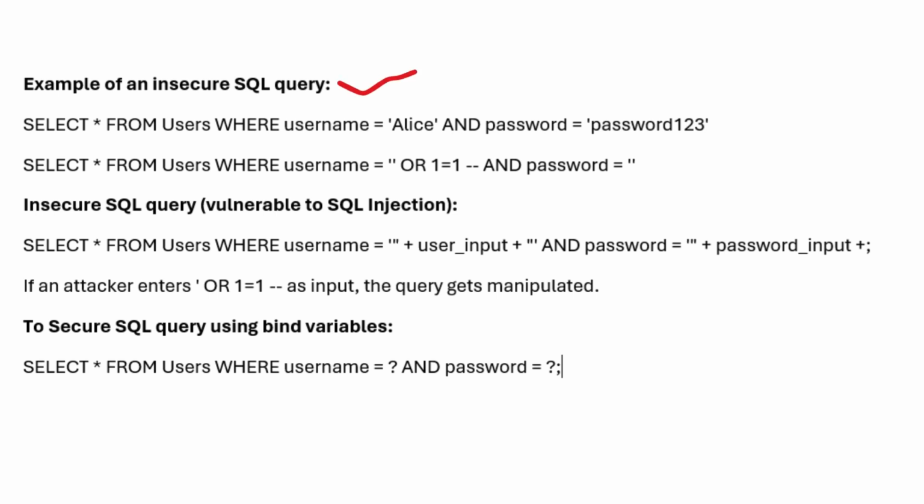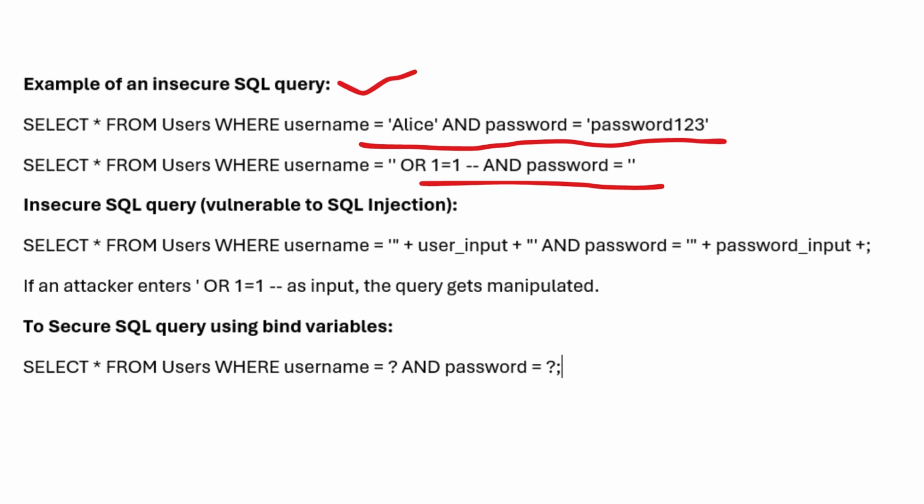The system checks the database like this. Example of an insecure SQL query. Select * from users where username = 'Alice' and password = 'password123'. Now, let's say a hacker enters this malicious input instead of a valid username: ' or 1=1 --. This would modify the SQL query to: select * from users where username = '' or 1=1 -- and password = "".